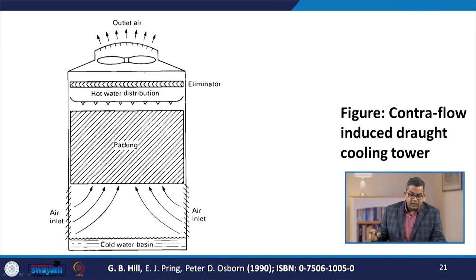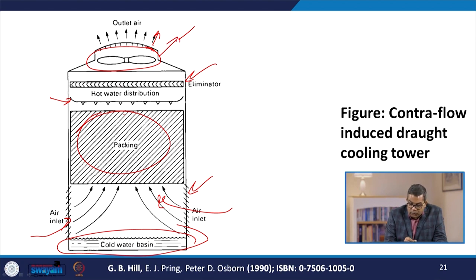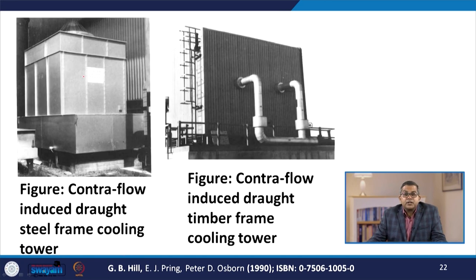Now, here you see the contra-flow induced draught cooling tower. The arrangement is just like that. Here you have the fan with the outlet air. The air inlet is supported by louvers, and the packing is supported, and here you see the hot water distribution line, duly supported by the eliminator, and as usual our cold water basin. Here all this air is sucked through this way, giving the cooling effect to the fluid in question.